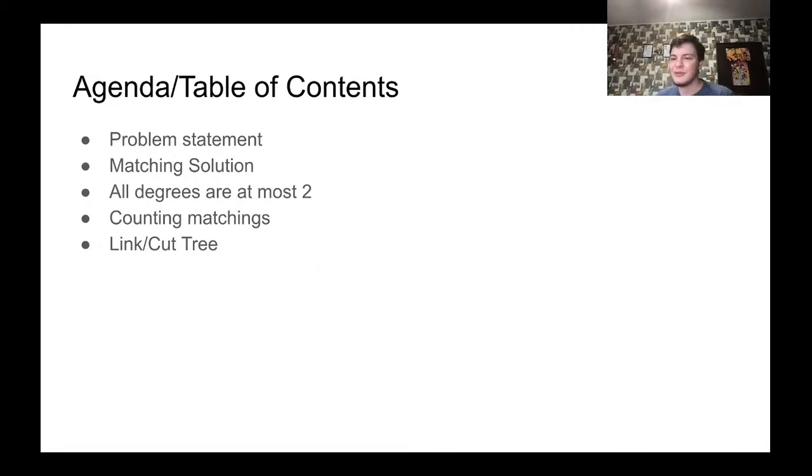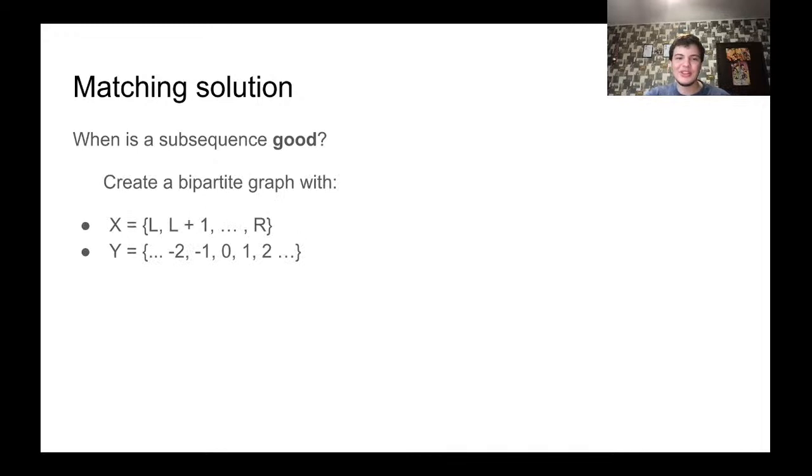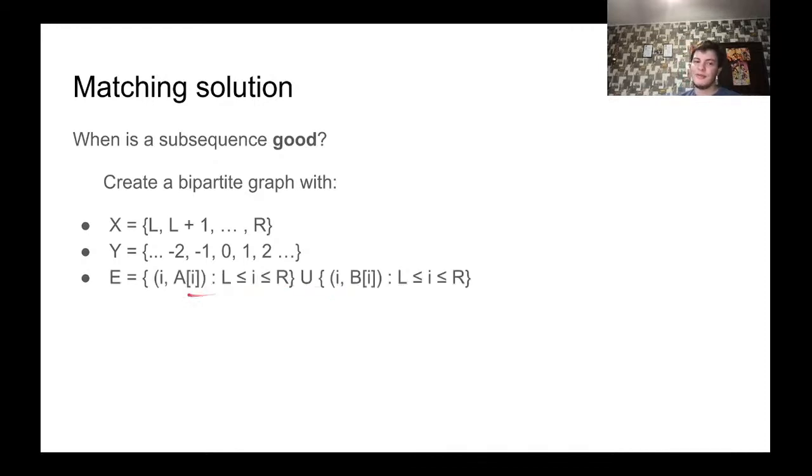And that was basically the way you need to start the problem. So when is one subsequence, or a substring, good or beautiful? Well, the main idea is we have to create a bipartite graph. On the left side, we'll have all of the positions from left to right, because our subsequence goes from left to right. And on the right side, we'll have all integers, from minus infinity to plus infinity. And let's add edges for every position.